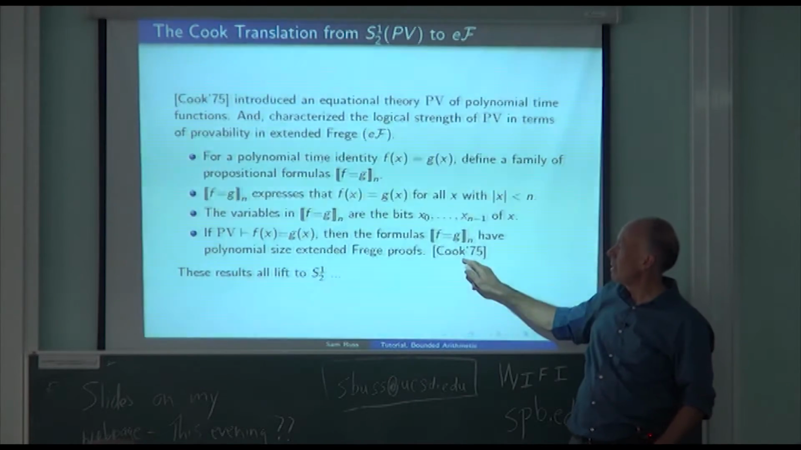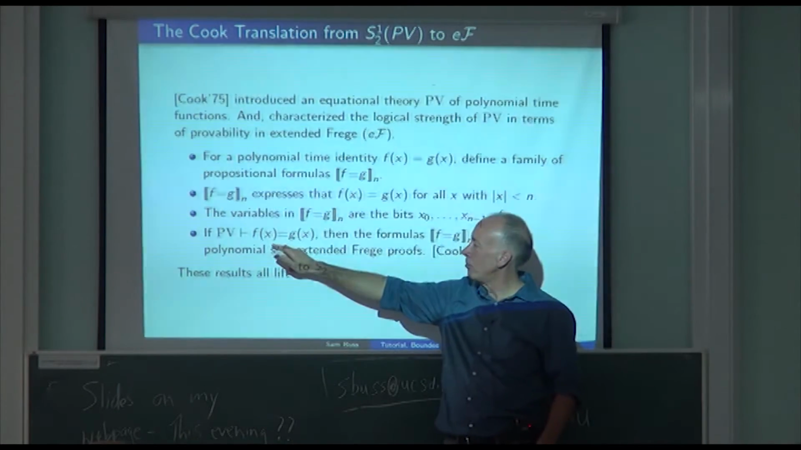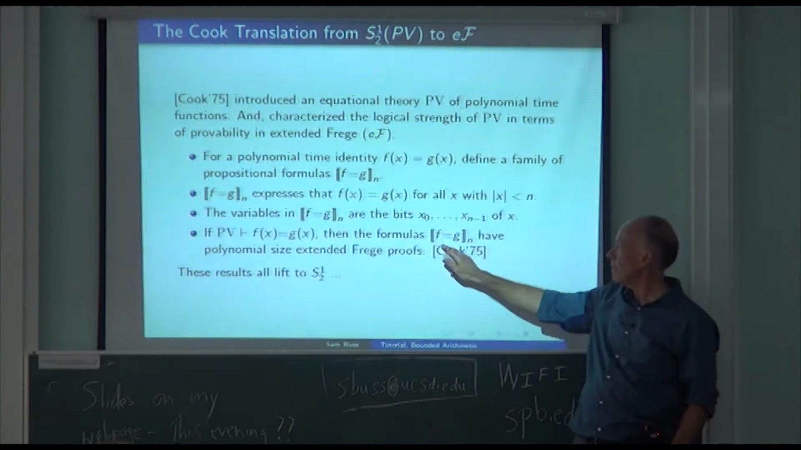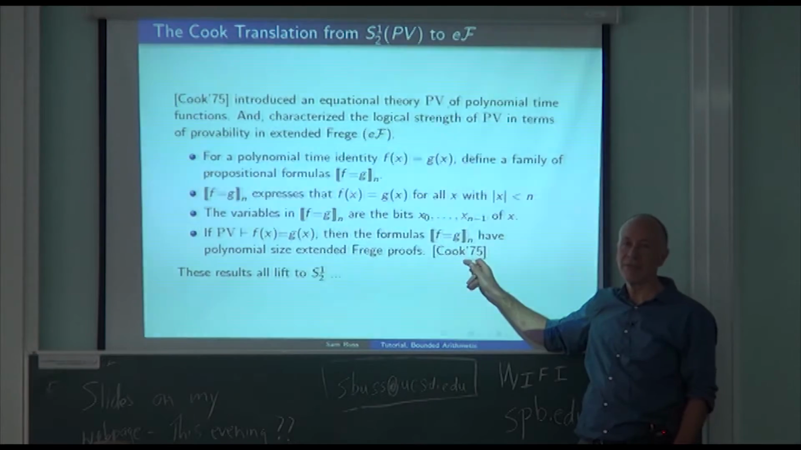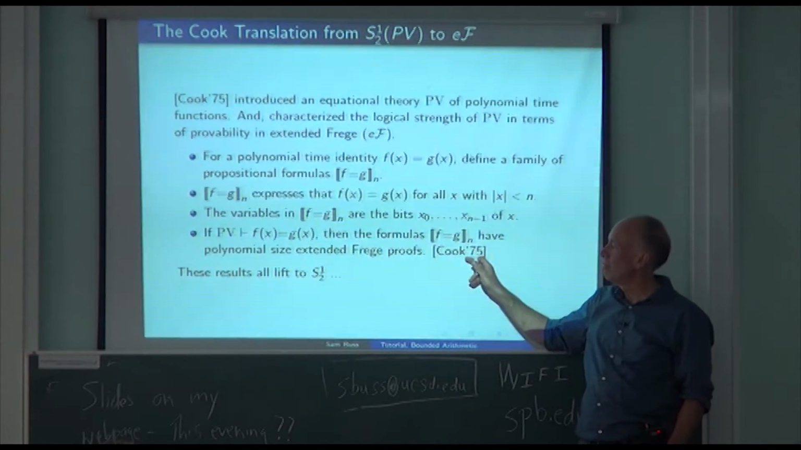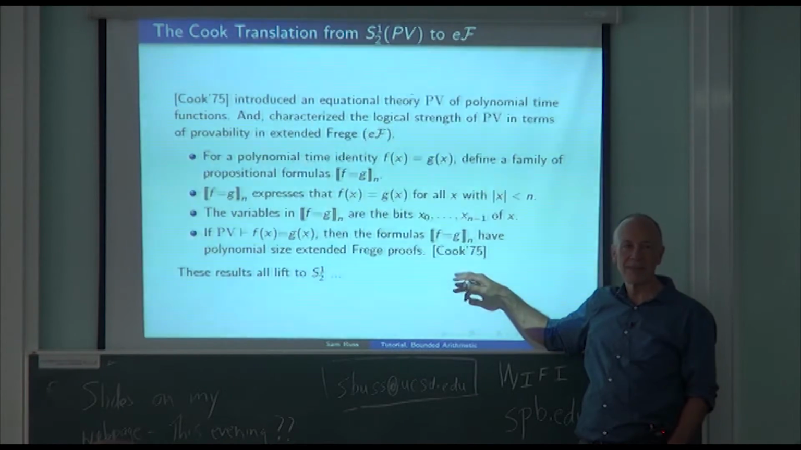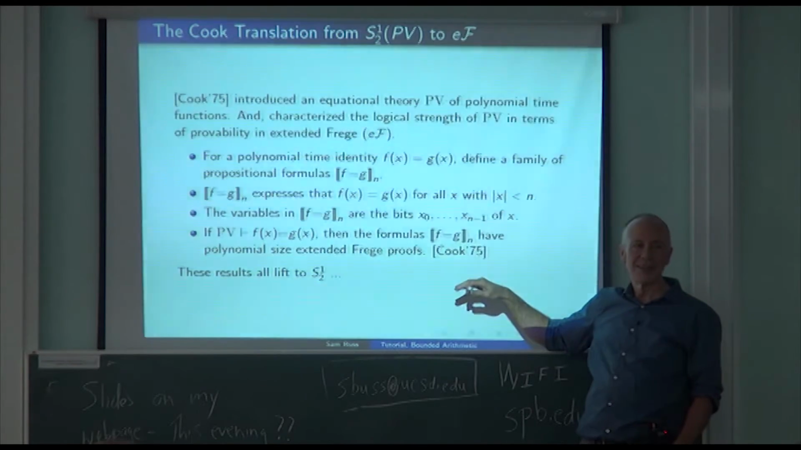And the theorem that Steve Cook had is that if PV proves f of x equals g of x, then these formulas have polynomial size extended Frege proofs. All these results lift to S12, and I'll describe that a little bit more on the next slide, but maybe there's room for questions here first.